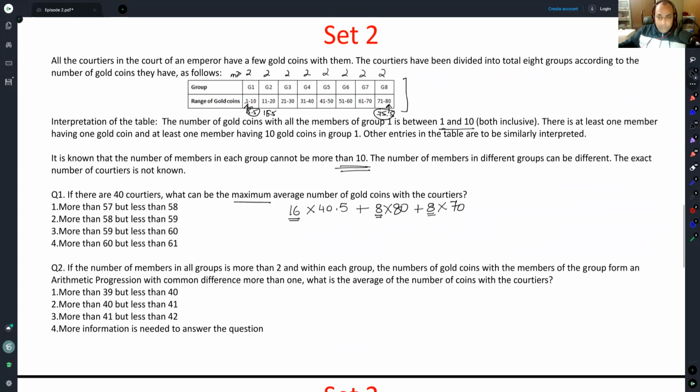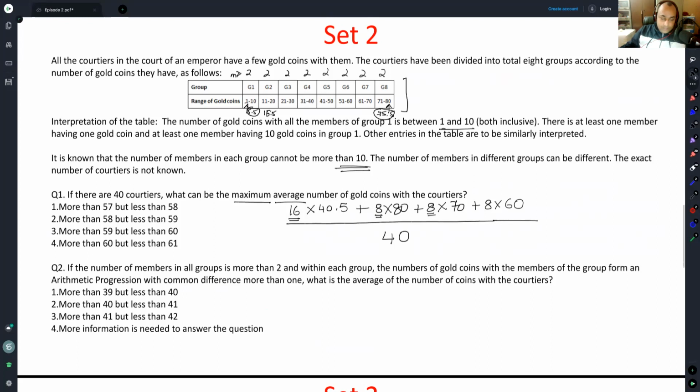And the next 8 people that I introduce will be from G6 and all of them will have 60 coins. So I now have the total number of gold coins present, but we are not really looking for the total number of gold coins. We are looking for the average. So we'll have to divide this whole thing by 40. Okay, let's go ahead and divide it.